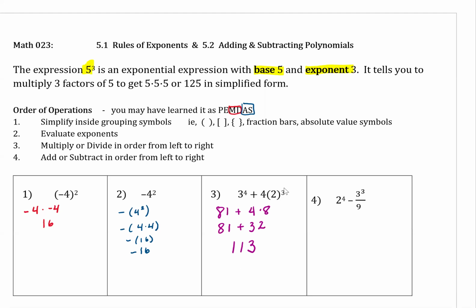Number 4. 2 to the 4th is 2 times 2 is 4, times 2 is 8, times 2 is 16, minus 3 cubed. 3 times 3 is 9. 9 times 3 is 27. Next, we're going to do division. 27 divided by 9 is 3. And 16 minus 3 is 13.